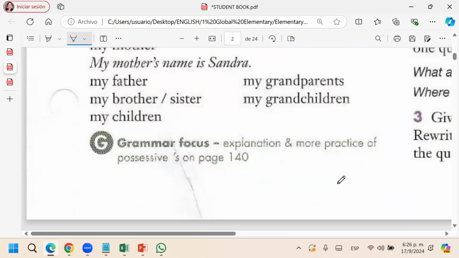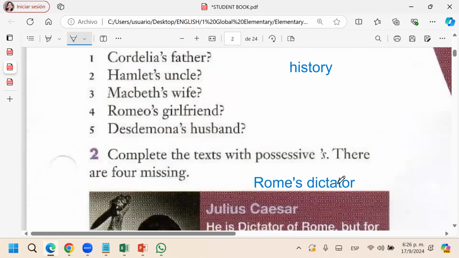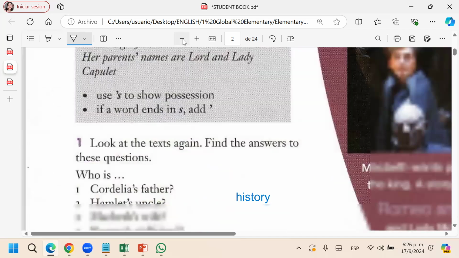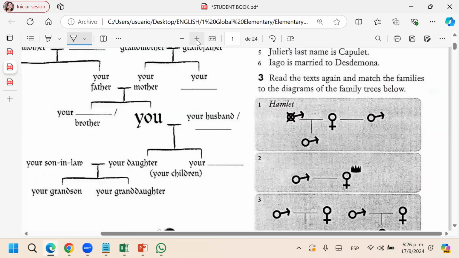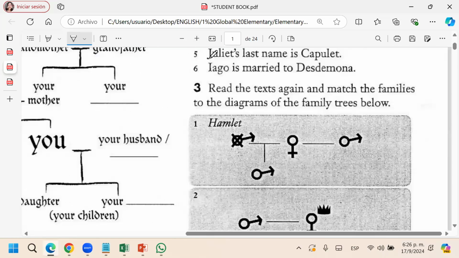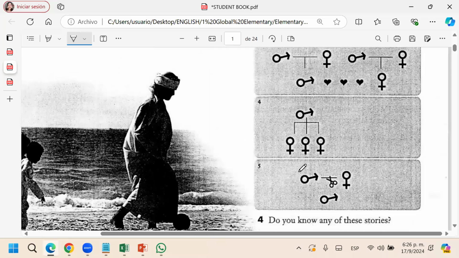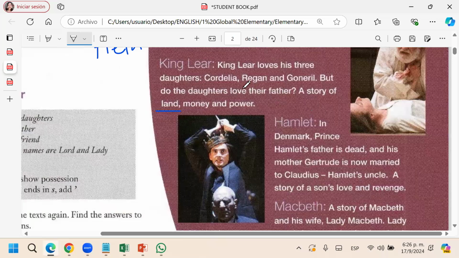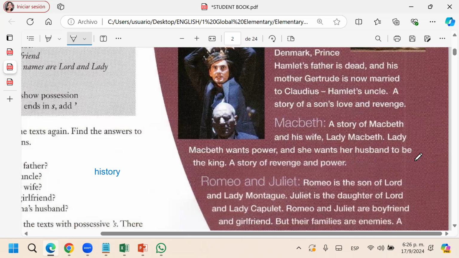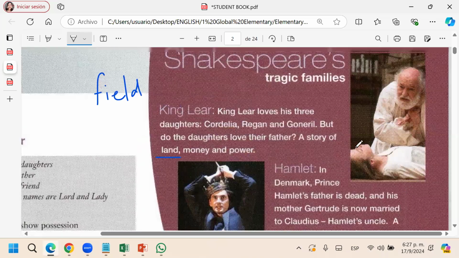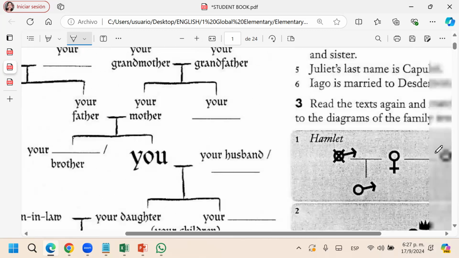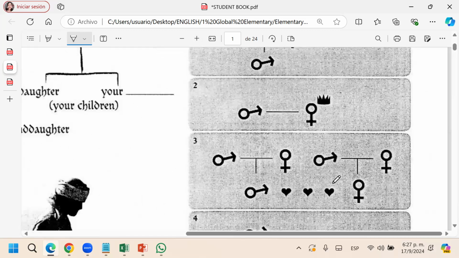Okay, so the apostrophe is to speak faster, to make the sentences shorter. I'm going to show you some photos and you're going to tell me what family you think this is. Remember the families. King Lear with the three daughters, Hamlet with the uncle, Macbeth and the husband and wife, Romeo and Juliet, Othello with the friend. So look at this. The first, this is Hamlet. This one, that's the second.